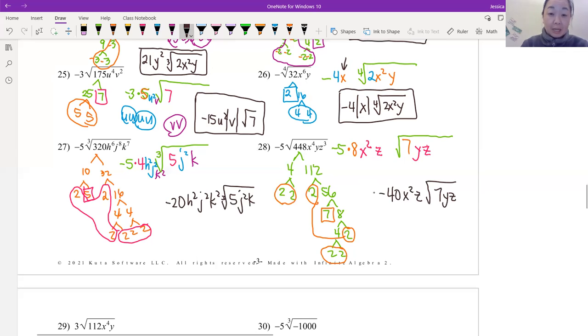Ooh, do we need any absolute values? Okay, negative 40 is just negative 40. We're going to leave that. X squared is always going to be positive, so we're good. And just the z. That's z to the 1. All right, there we go.